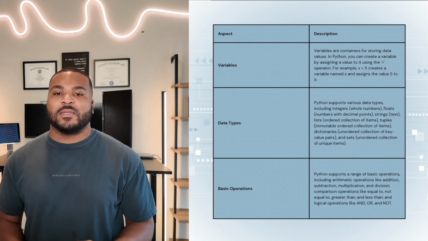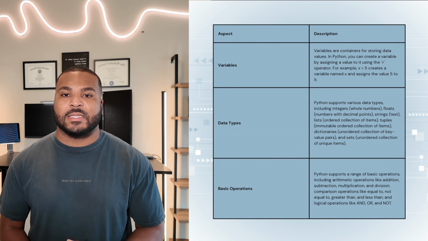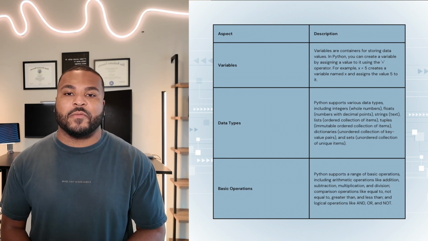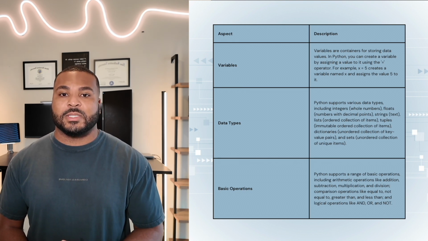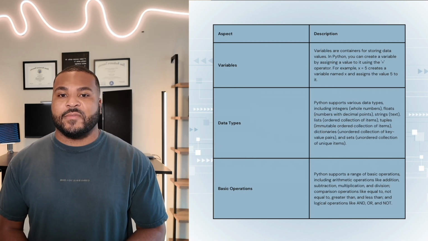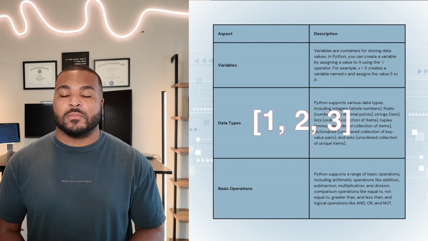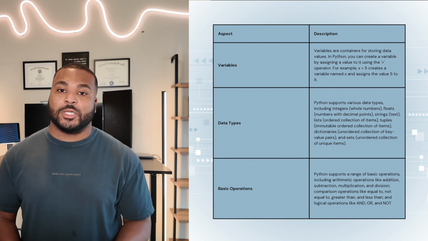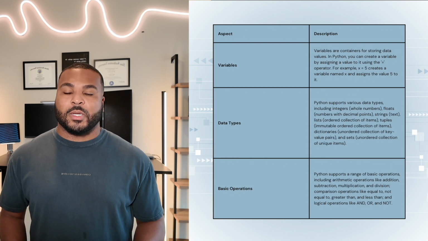Data types. Python supports several fundamental data types. We have integers, which are just whole numbers without decimal points, like 5 or -10. We have floats, which are numbers with decimal points, like 3.14 or -1.10. We have strings, which are textual data enclosed in single or double quotes, like "hello" or "Python". Lists are ordered collections of items enclosed in square brackets and separated by commas, like [1, 2, 3] or [apple, banana, orange]. Tuples are immutable ordered collections of items, enclosed in parentheses and separated by commas, like (1, 2, 3) or (red, green, blue).